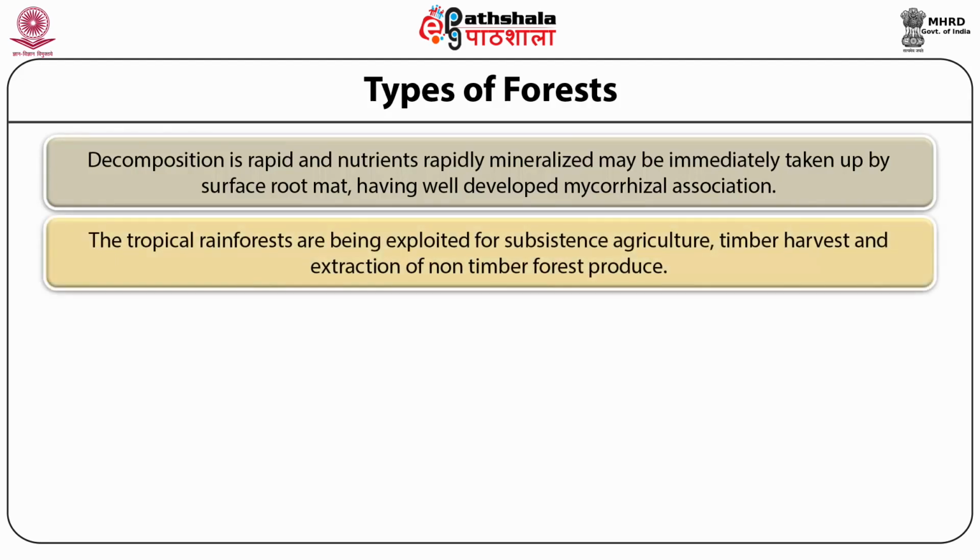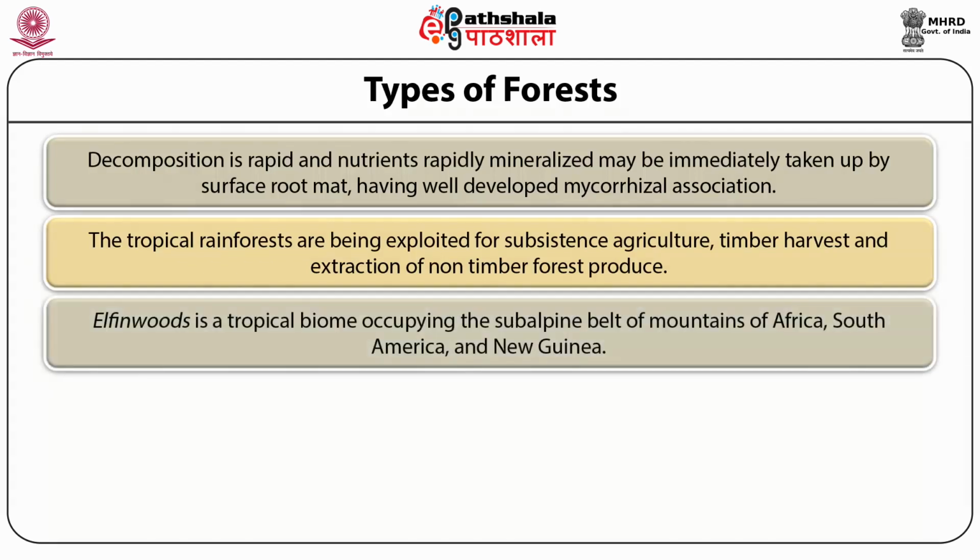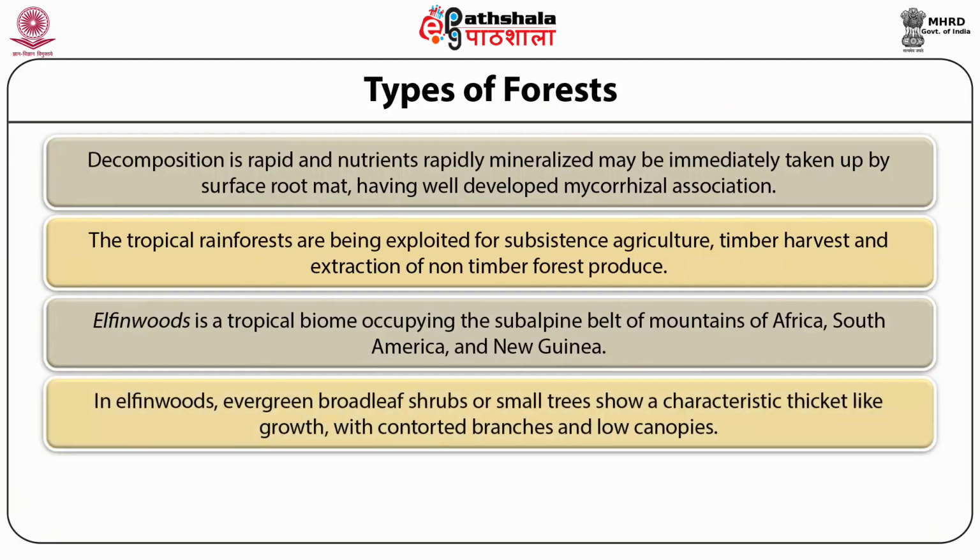The tropical rainforests are being exploited for subsistence agriculture, timber harvest, and extraction of non-timber forest produce. Timber harvest is a source of valuable timber like mahogany as well as firewood. Elfin woods in a tropical biome occupy the subalpine belt of mountains of Africa, South America, and New Guinea. Because of high elevation, the climate is cold, but because of low latitude, seasons are not sharply distinguishable. Rain, fog, and clouds are constant features. Because of the latter, they are also called cloud forest.